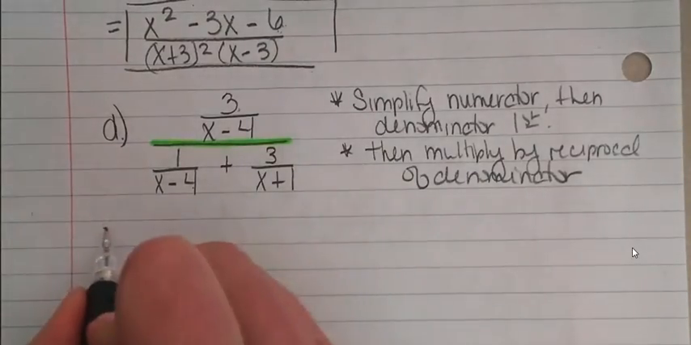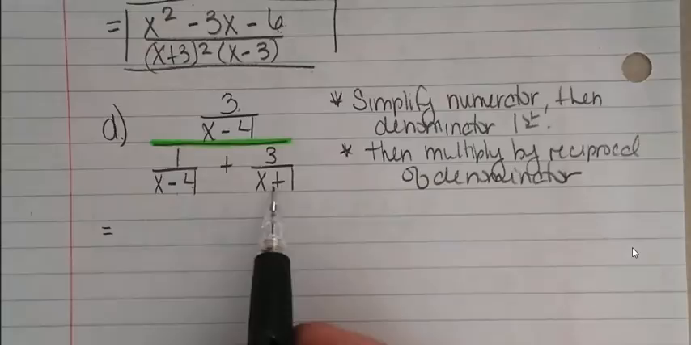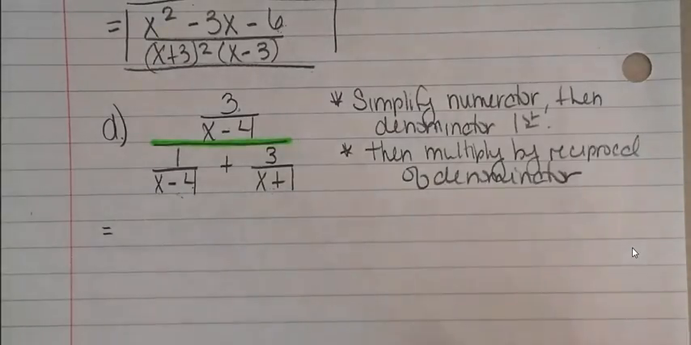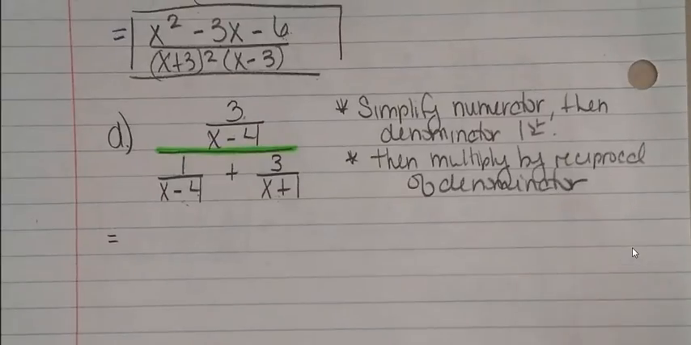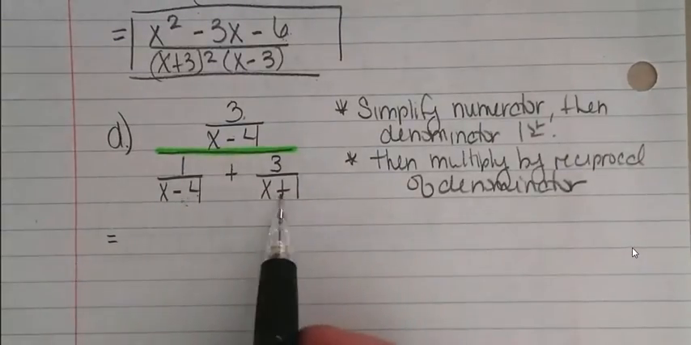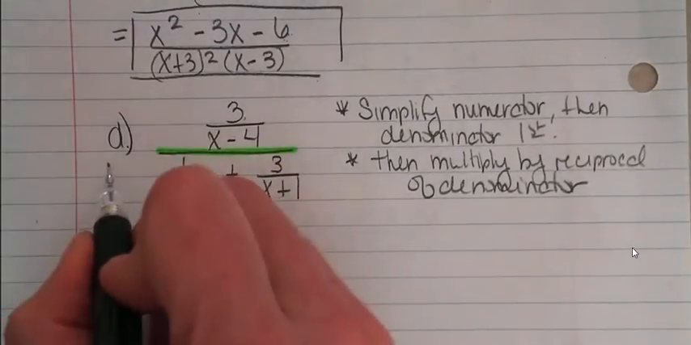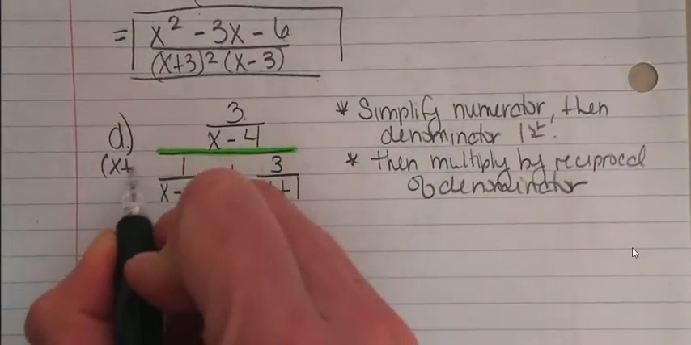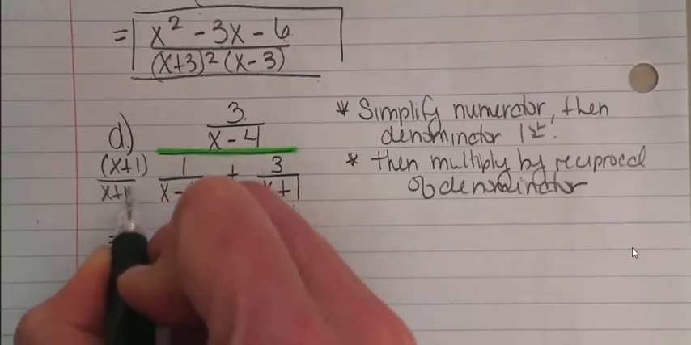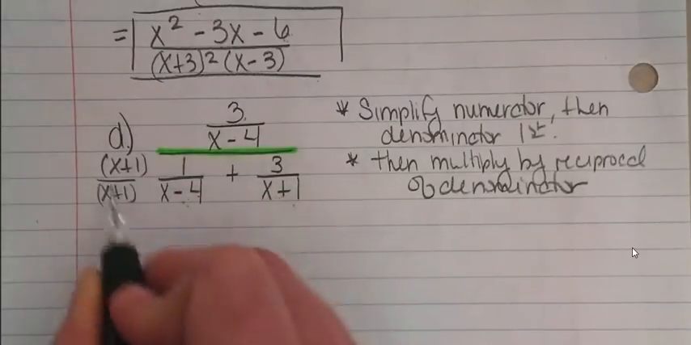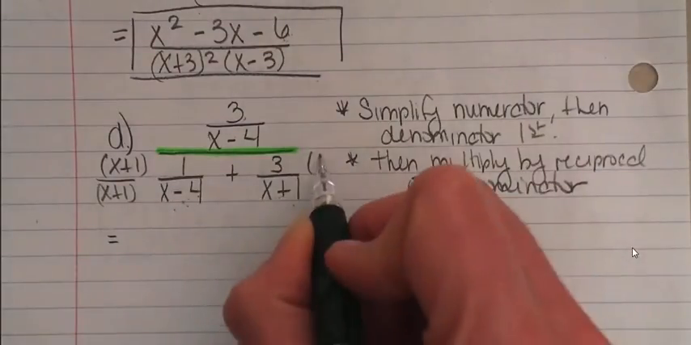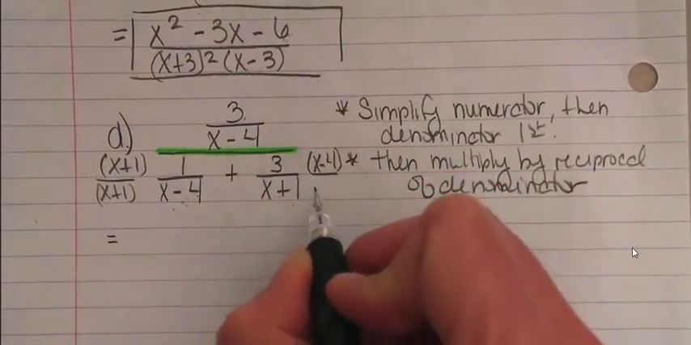All right, so what I notice here is that these cannot be added together. They don't have like denominators, so I need the least common denominator. The only way I'm going to get that is by multiplying these two by one another. So over on this side, I'm going to multiply by x plus 1 top and bottom. And this other term is going to get multiplied by x minus 4 top and bottom.